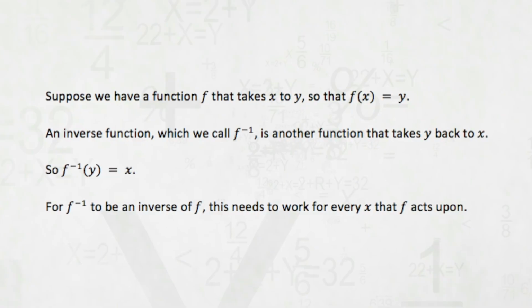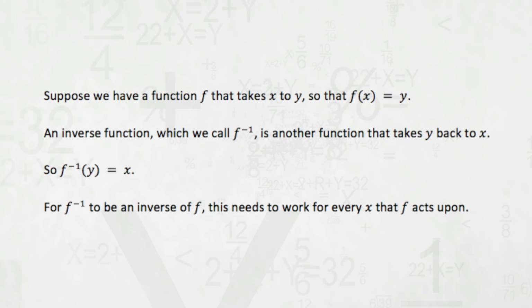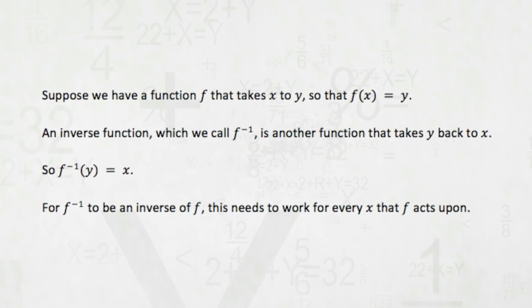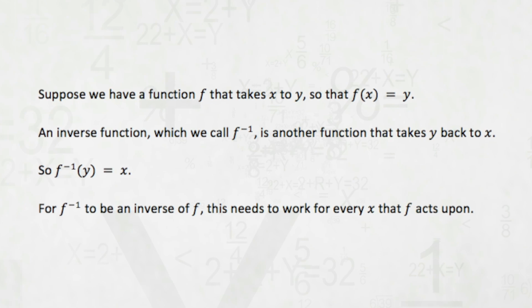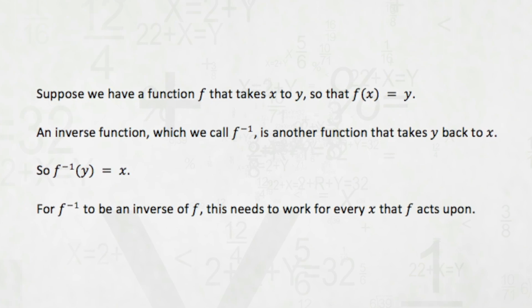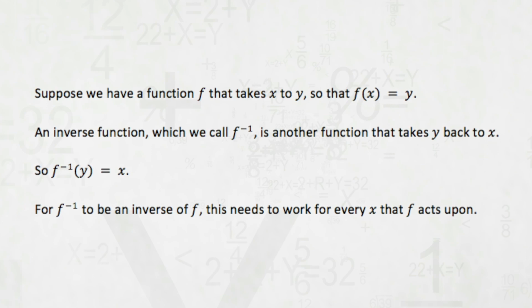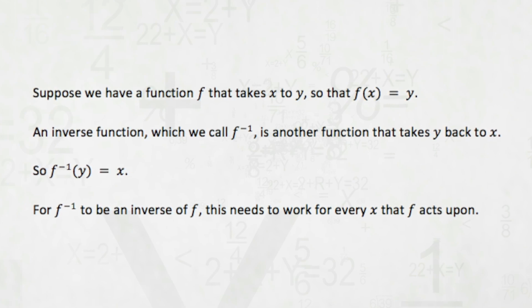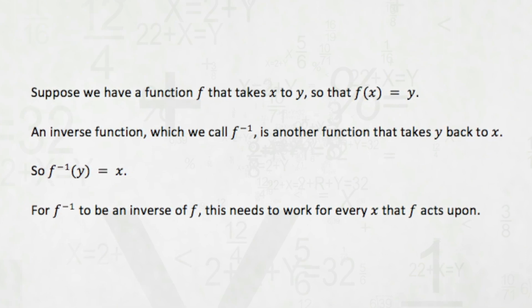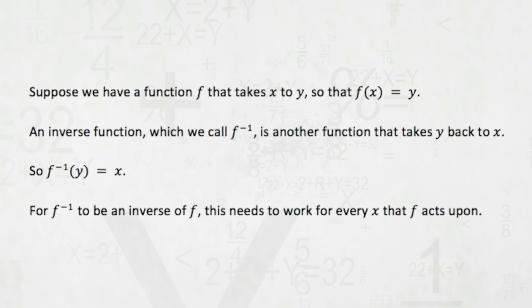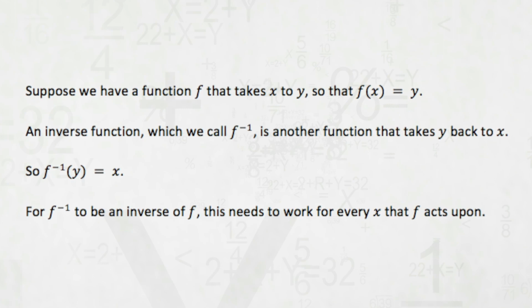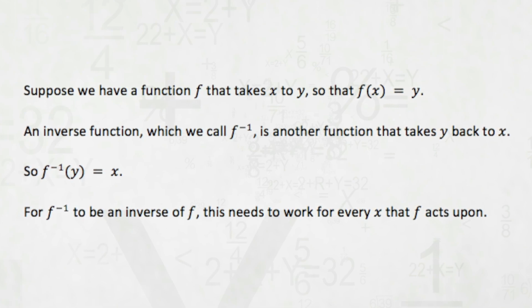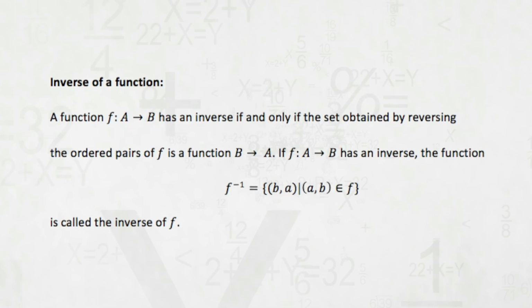Suppose we have a function f that takes x to y so that f of x is equal to y. An inverse function, which we call f inverse, is another function that takes y back to x. So, f inverse of y is equal to x. For f inverse to be an inverse of f, this needs to work for every x that f acts upon. The inverse of a function.